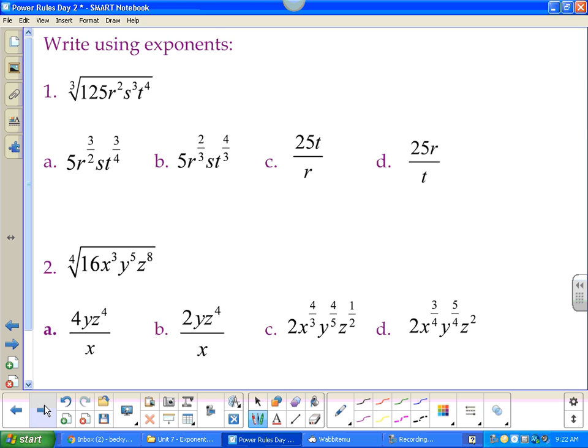Okay, write using exponents. Well, remember the whole power over root. So the cubed root of 125. Well, 125 is on my list of cubes, and the cubed root of 125 is 5. So both these suckers with a 25 are out. So I have a 5.